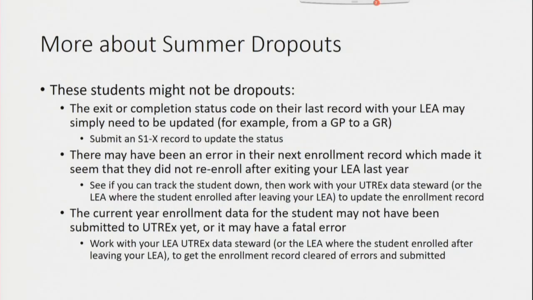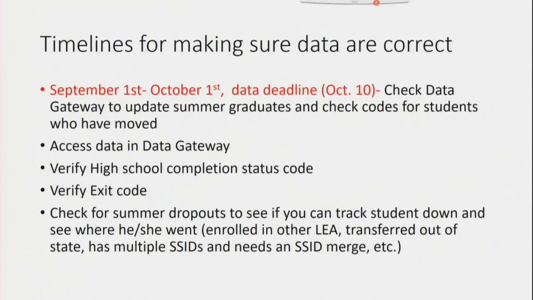The current year enrollment data for the student may not have been submitted to UTEX. That's also a possibility, or there may have been a fatal error. So again, you'll want to work closely with your LEA UTEX data steward to get their enrollment record cleared up of errors and then submitted. So really important timelines for making sure that these data are correct. September 1st through October 1st is really the time you want to be looking and checking your data gateway to update all of the summer graduates. Also to check to make sure students that you anticipated moving actually got picked up by that other LEA and that the code reflects that.